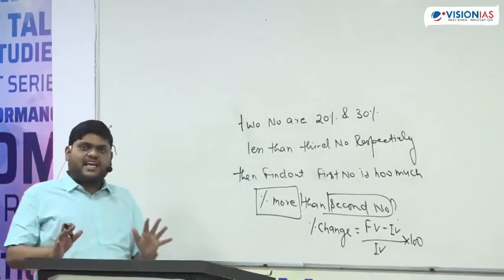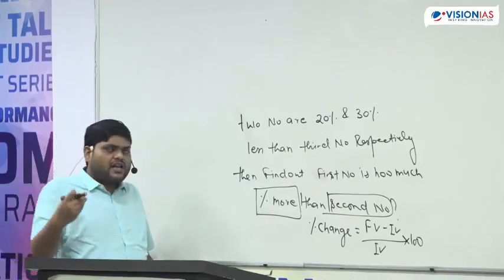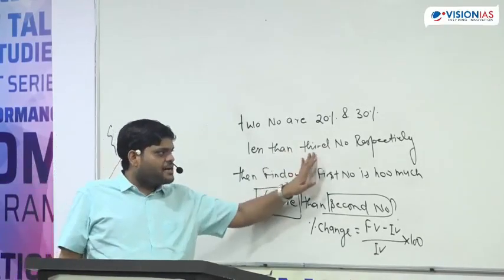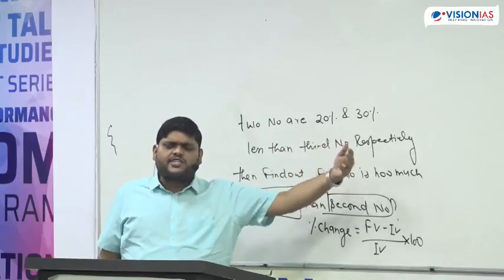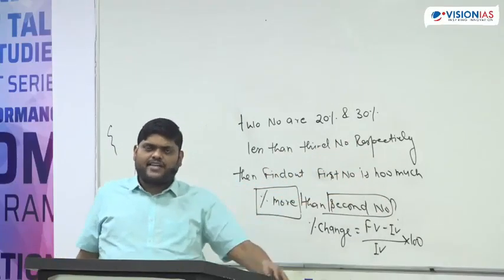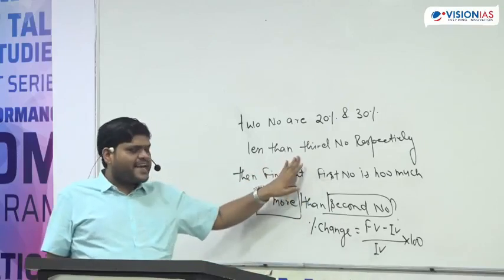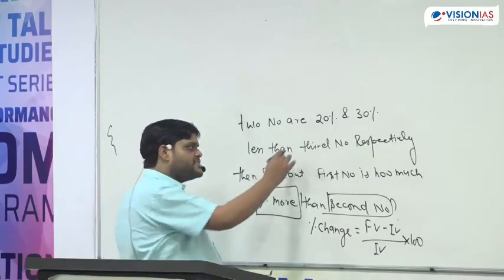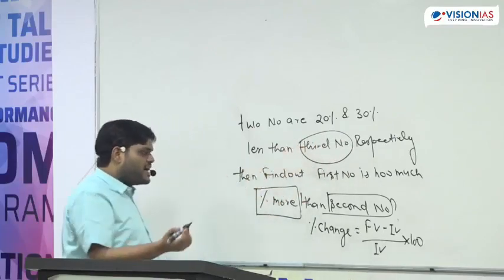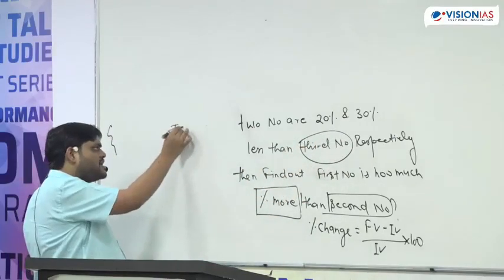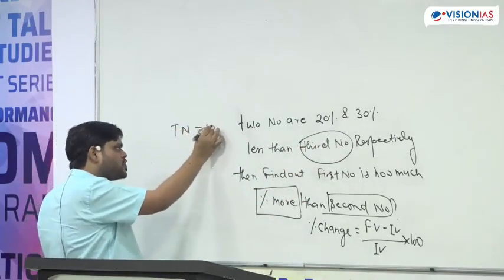Generally, what would you assume? We would assume third number equals x, or third number equals p, n, anything. But instead of x, we will assume third number is equal to 100. So the first step is the third number is equal to 100.